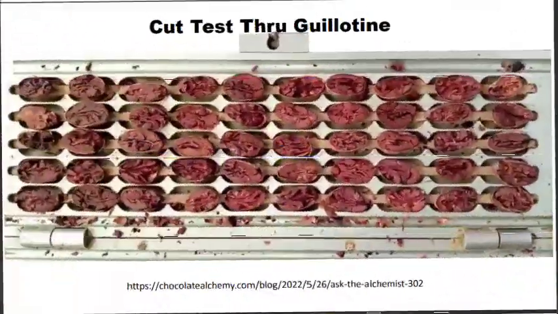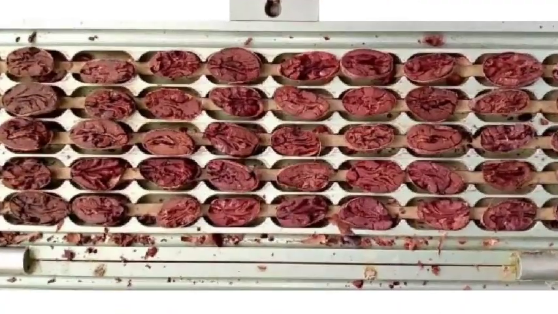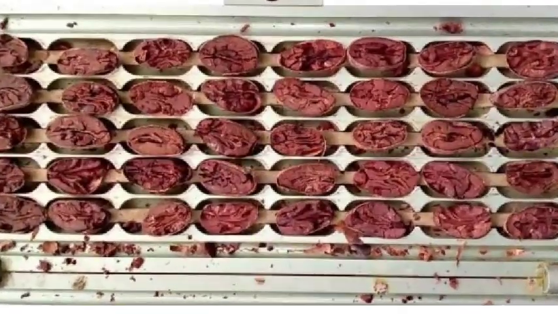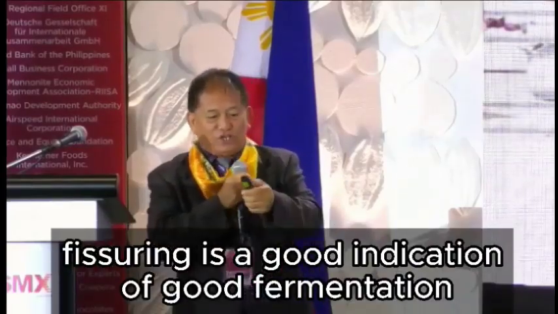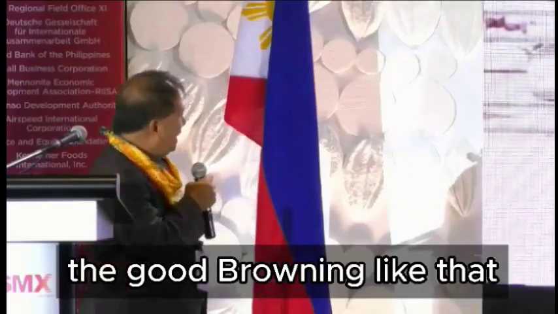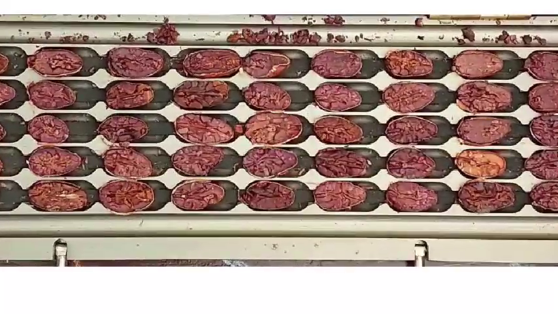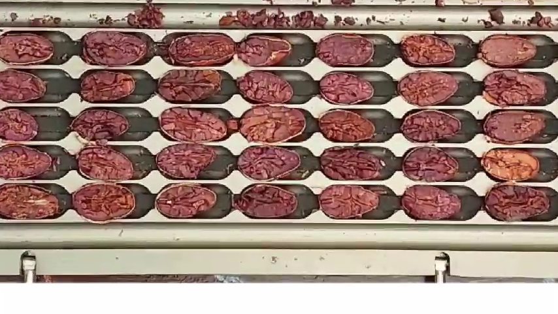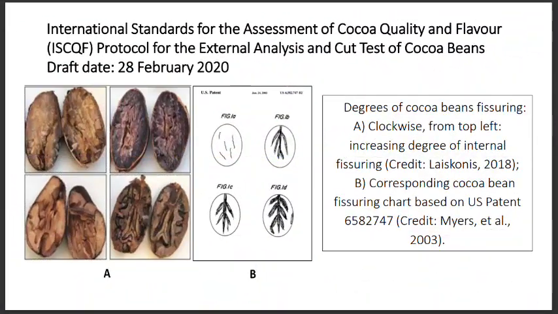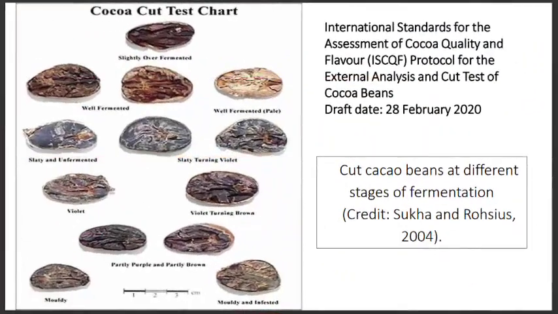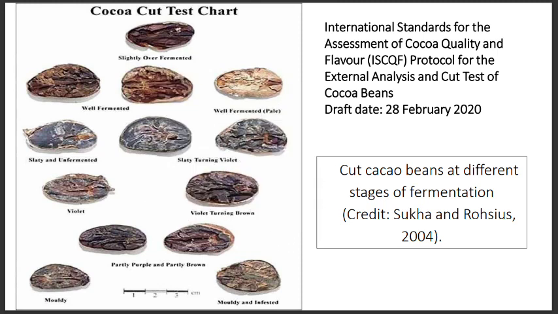Like, the cut test is also important. In the cut test, we can detect here the over fermented or under fermented. You can see in here yung medyo nag-crack siya, that's called fissuring. There's a good indication of good fermentation, the good browning like that. This is our real examples here. You can notice in here some are under fermented, some are properly fermented. And you can see also in the cut test even other kinds of defects that we have seen a while ago. So this is an example of fissuring. So these are other samples of over fermented, well fermented, the brown and the white, the slaty.